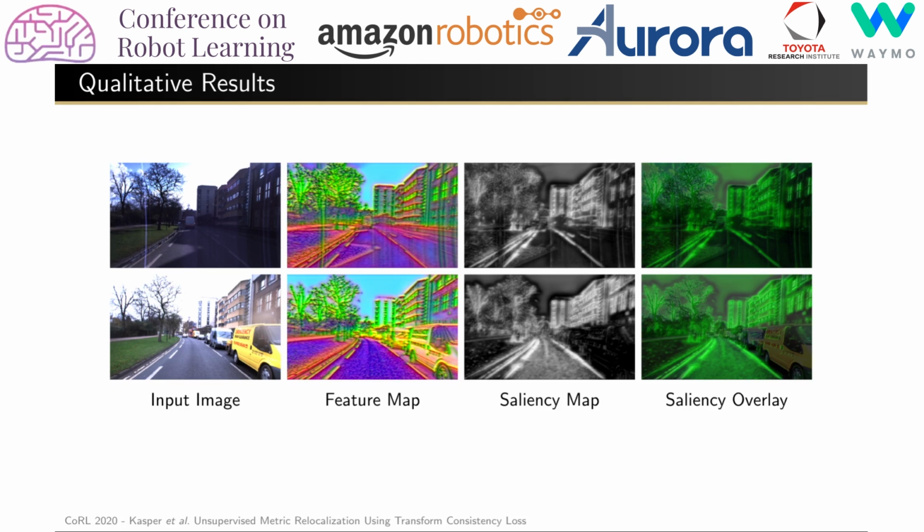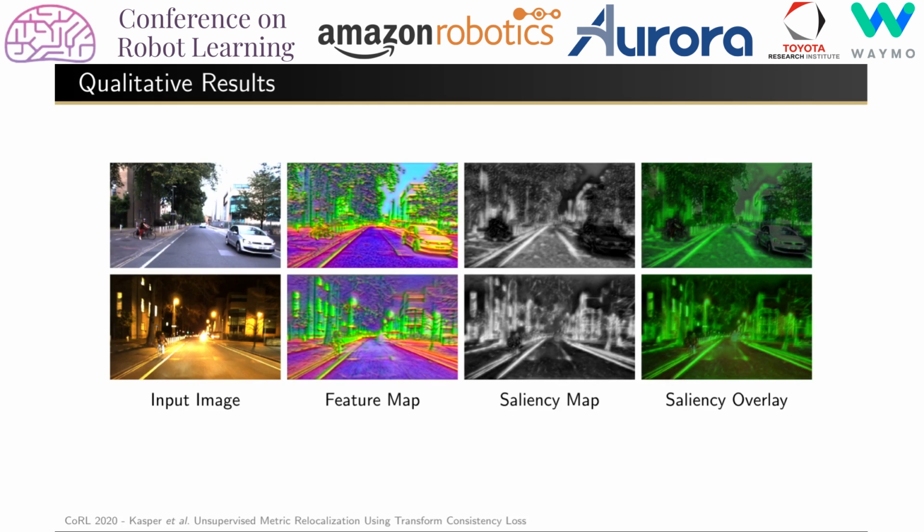Here we see two images of the same scene captured at different times along with the respective feature and saliency maps. In this qualitative assessment, we find the feature maps are quite similar despite large discrepancies in the input images, and that the saliency maps effectively mask out dynamic objects. Here we see a more extreme example with similar results.